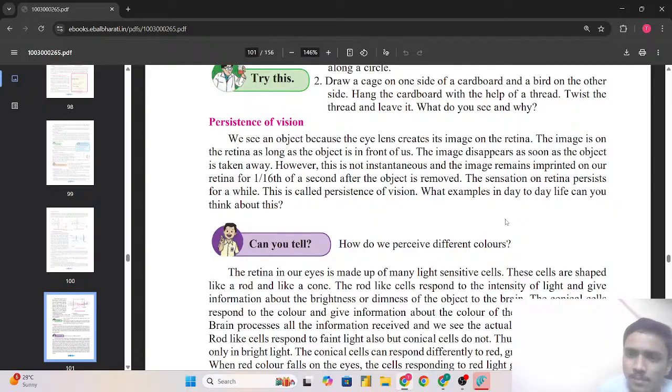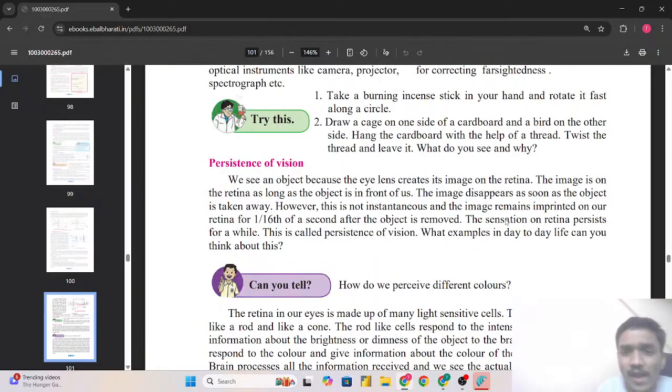What examples in our day-to-day life can you think about this? So, as we can see here, persistence of the vision क्या है? Persistence of the vision is that we can obtain a clear image on the retina of the object. So the image in the retina, मतलब वो retina के ऊपर कितने time तक रहेगी? That means how long the image of the object will persist on our retina. So वो time कितना है? That is 1 upon 16th of a second after the object is removed.